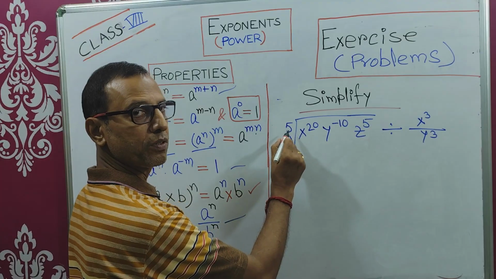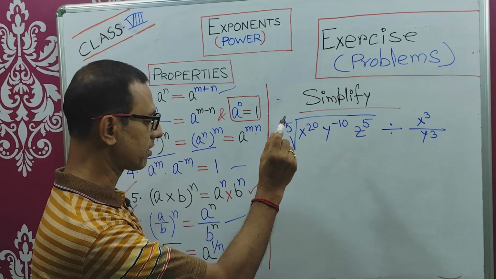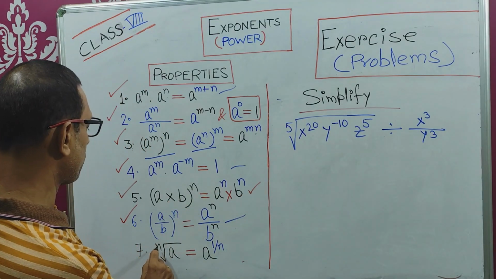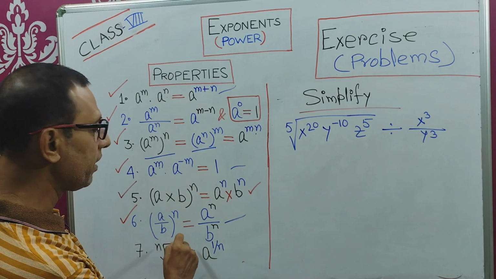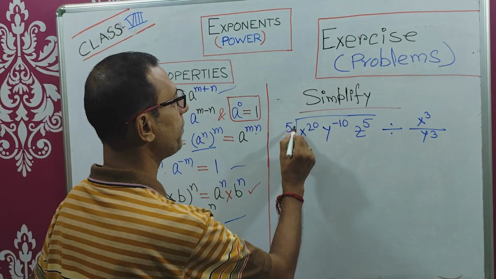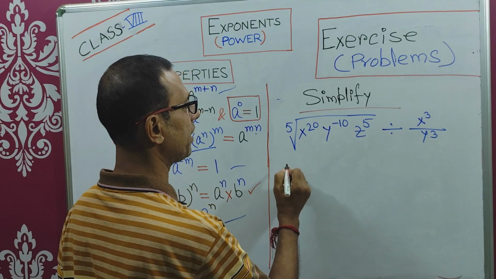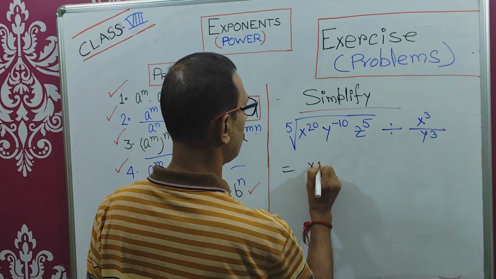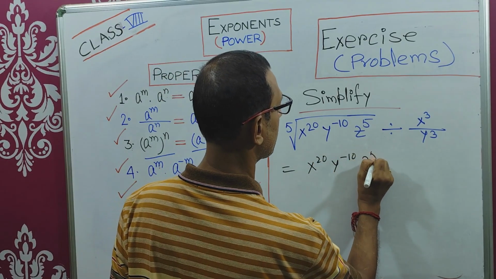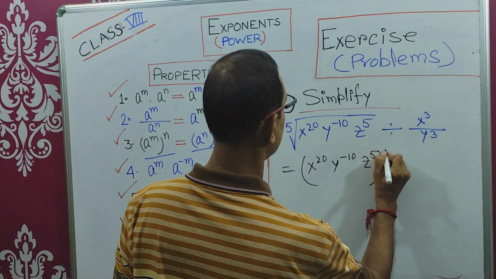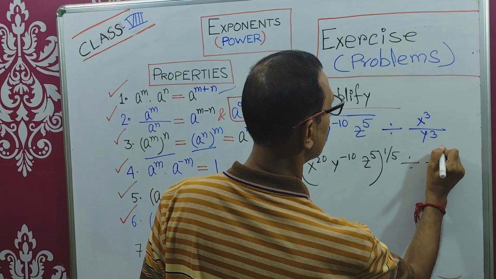Fifth root of, right, this root, you have already seen in my last class: nth root of a means a to the power 1 by n. The root will be flipping, that is the reciprocal. So fifth root of x to the power 20 into y to the power minus 10 into z to the power 5. That means you can write down (x to the power 20, y to the power minus 10, z to the power 5) whole to the power 1 by 5 divided by x cube by y cube.